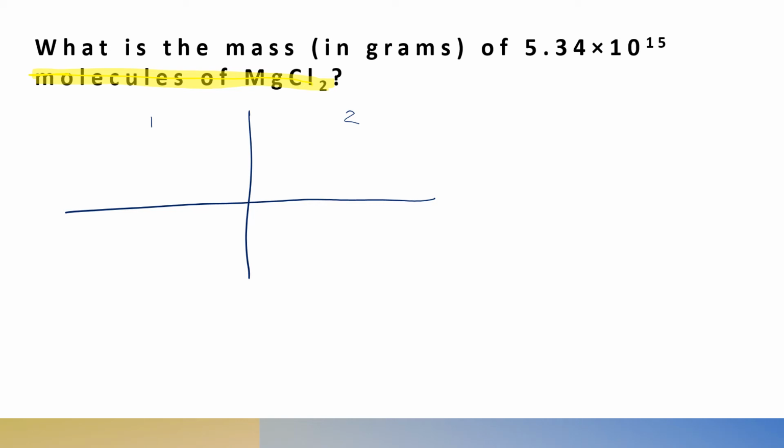5.34 times 10 to the 15 molecules MgCl2. I know that's a lot to write, so just be mindful of what the units are, over 1. Again, I'm going to take my units and automatically drop them diagonal to it because I'm trying to get rid of it. Molecules MgCl2.